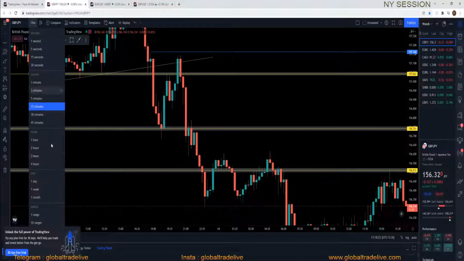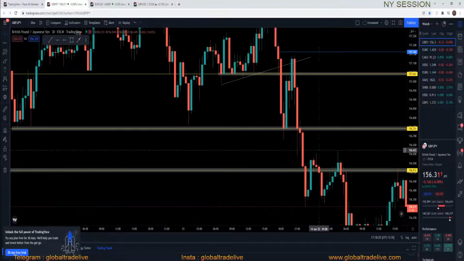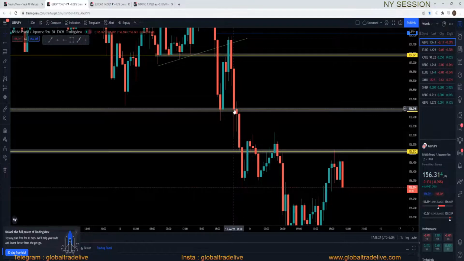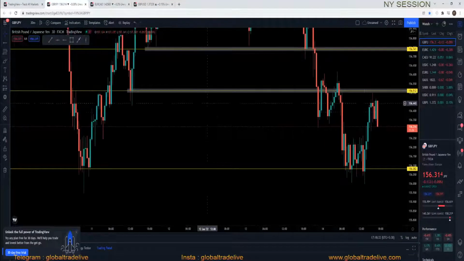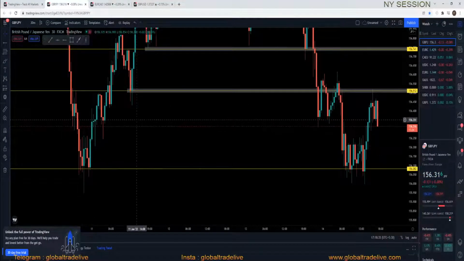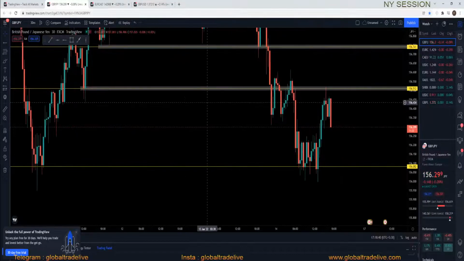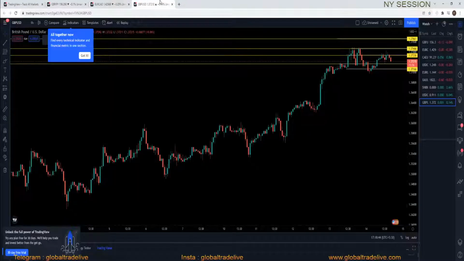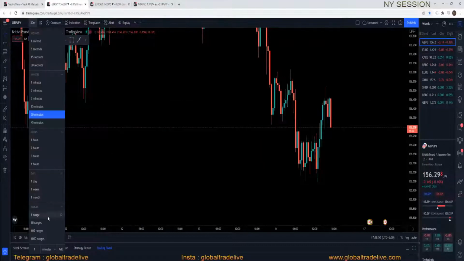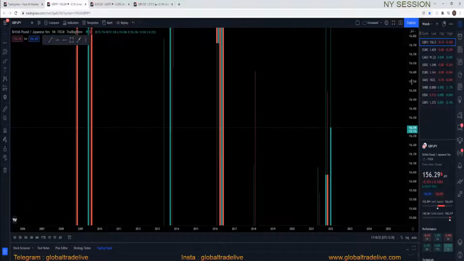So after this, let me just go to 3 minutes. Yeah, market closed, candle closed like this, then this candle closed like this. There was no chance of taking a trade. And what do we have here? Okay, nothing much. So let's just go to the monthly.